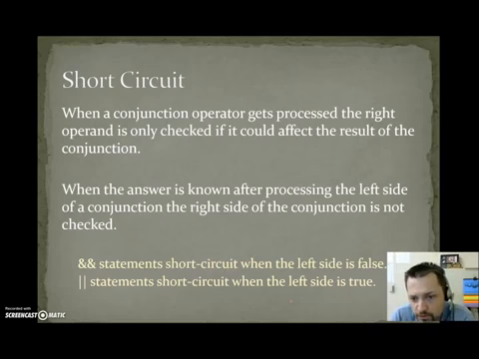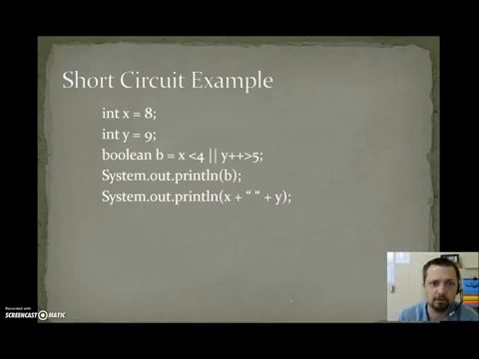Or statements short circuit when the left side is true. You need at least one true to make the entire statement true. So if the first side's true, you do not have to bother with the second side. Let's look at an example of this.